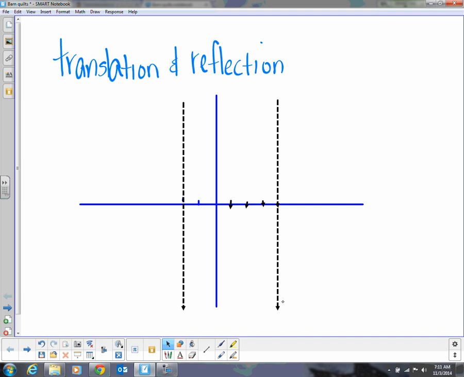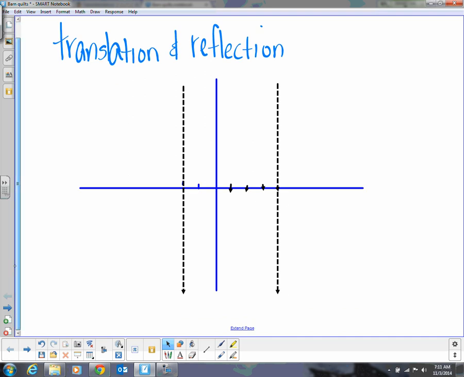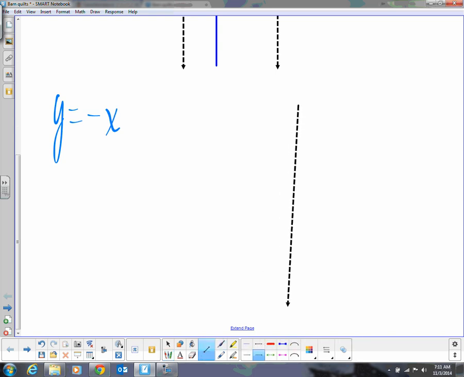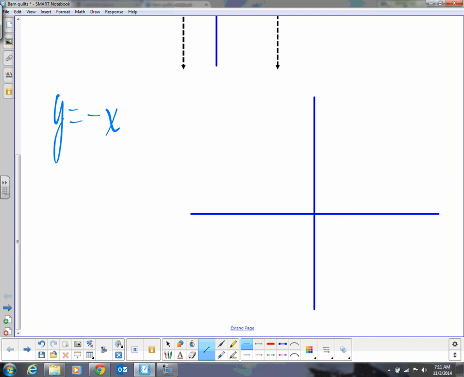All right, so now, how do you graph y equals -x? What's the y-intercept? 0. And what's your slope? -1/1. So we start at 0, 0. We go down 1 over 1, down 1 over 1, down 1 over 1.